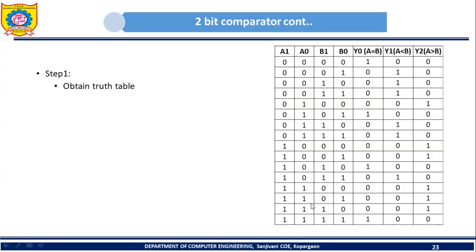After obtaining the truth table, what is the next step? From the truth table we should obtain the K-map. So how many K-maps? 3 K-maps, because there are 3 outputs. Again, what type of K-map? 2 variable, 3 variable, 4 variable. So the type of K-map will depend upon the number of inputs. So how many inputs are present in this truth table? There are 4 inputs: A1, A0, B1, B0. So that's why I must use a 4 variable K-map. We will require a 4 variable K-map for each output.